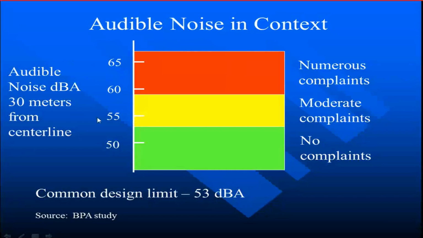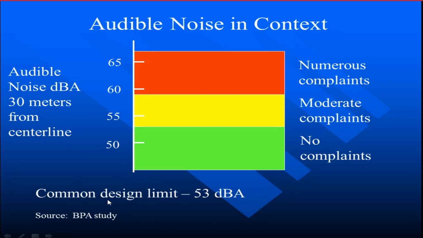Okay, so these are some ranges. Audible noise is measured at 30 meters from the center line. If we consider a particular tower, and let us say the right of way is 30 meters, it is measured at 30 meters from that tower. Let us say at 50 decibel there is no complaint. Up to 55, and here near about 58, there are moderate complaints, and from 58 onwards there are numerous complaints.